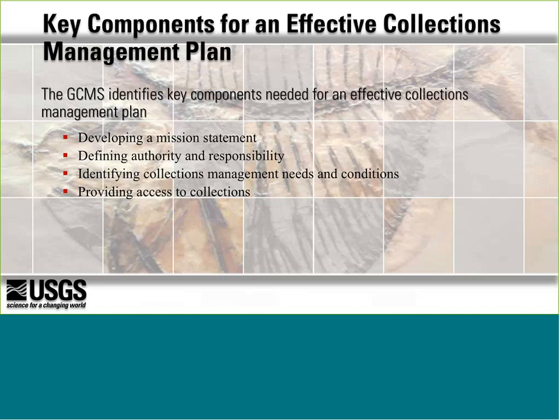The key components that are mentioned in the GCMS help identify and develop an effective collections management plan that is specific to each repository, but it also fits the need for a unified collections management plan. And it talks about issues such as creating a mission statement, figuring out where you're located and who you serve, what you provide, and what is the scope of your collections and what you're trying to do.